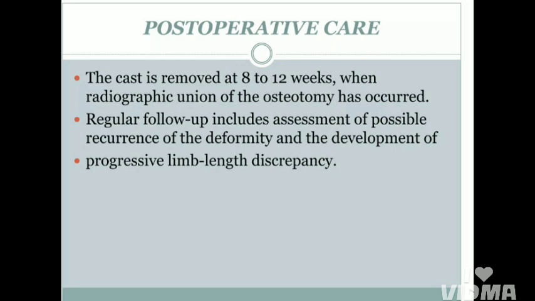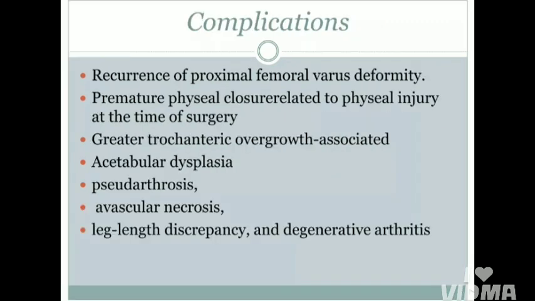Then complications. Recurrence of proximal femur varus deformity. Premature physeal closure related to physeal injury at the time of surgery. Greater trochanteric overgrowth, associated acetabular dysplasia, pseudoarthrosis, avascular necrosis, leg length discrepancy and degenerative arthritis.